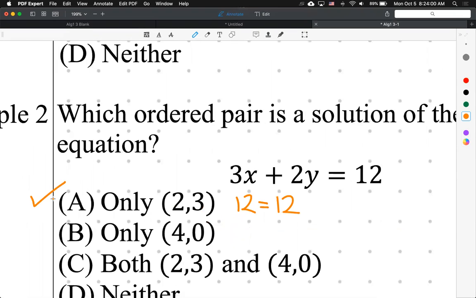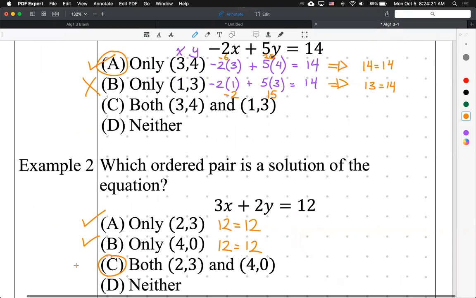What about when you plugged in 4 and 0? Quiet raise hand. What'd you get? Braden. 12 equals 12 again. Let's poll the class. Thumbs up, thumbs down. Did you get the same thing? 12 is equal to 12. All right. Therefore, our answer is C. Both 2, 3 and 4, 0 are solutions.